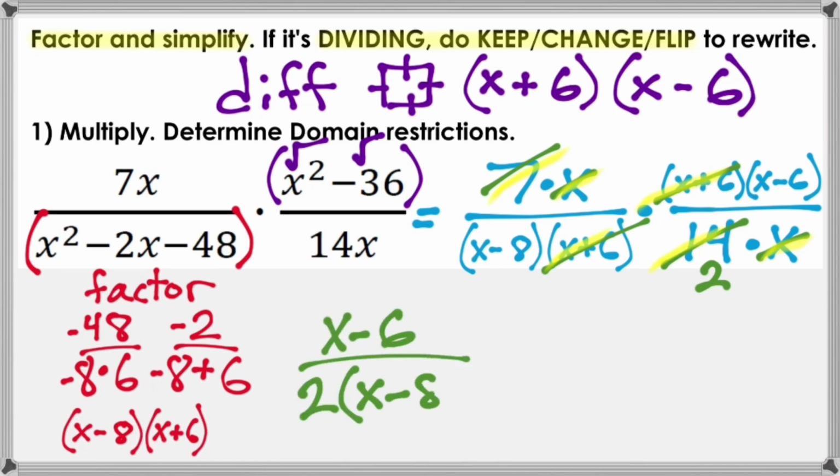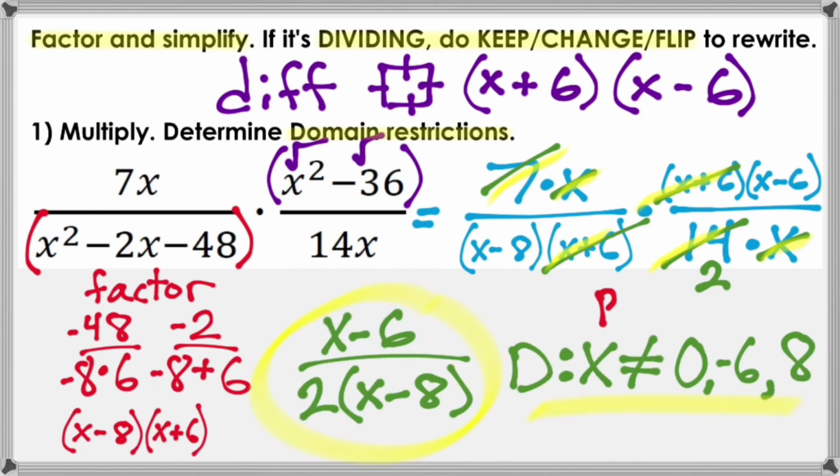And now rewrite what you are left with, and you can set up your final answer with both the expression as well as your domain. So first, take a look at what we are left with. An x minus 6 from the numerator is now there, and then the denominator had a 2, so that's in the denominator, and then the x minus 8 is also there in the denominator. So that is where the answer came from.